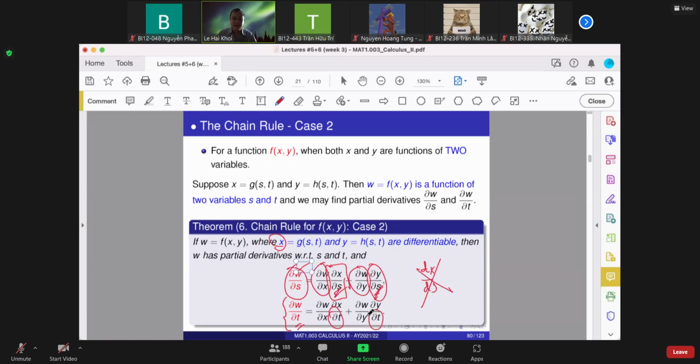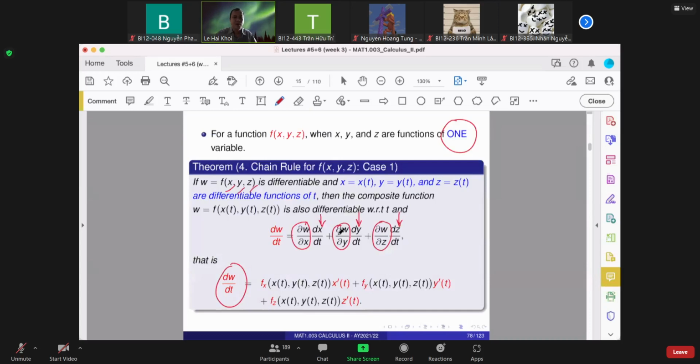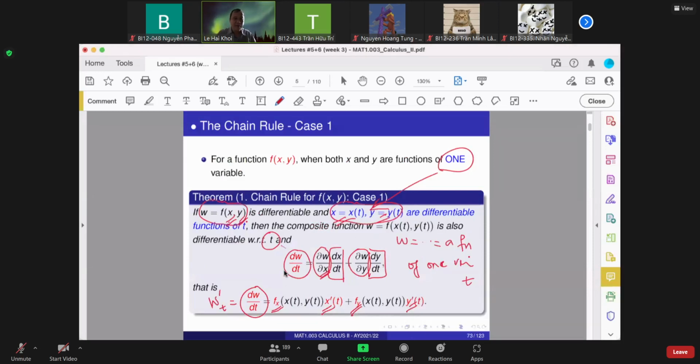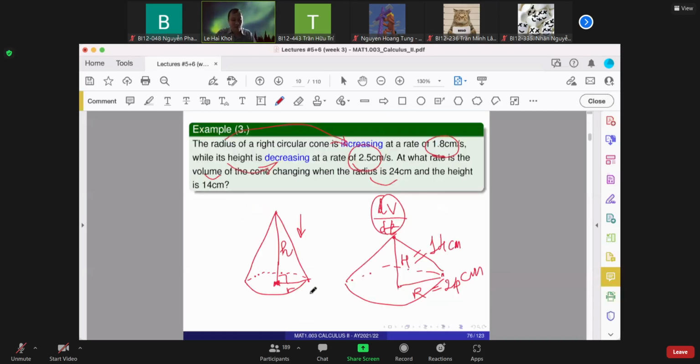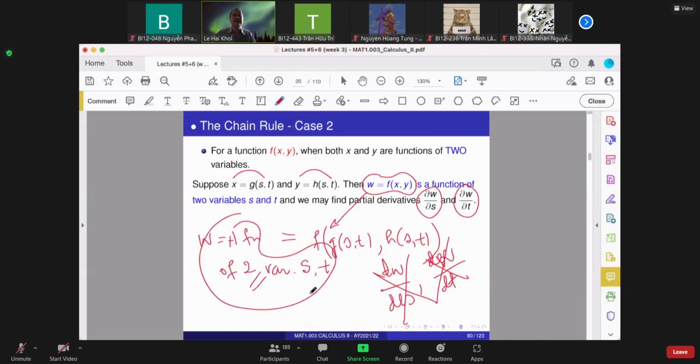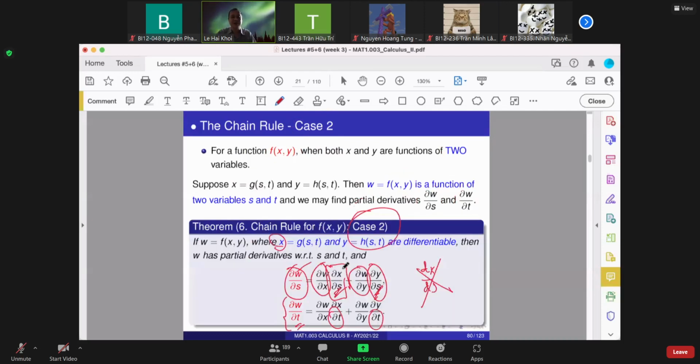That's all. So case 2 is more complicated. In case 1 you have only one derivative, because w is a function of one variable t. But for case 2, you have two in this case, because w is a function of two variables. Then you have two equations like this in theorem 6. So you should read the question carefully and determine which case you have to apply.